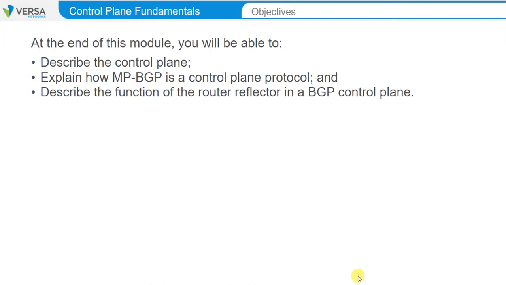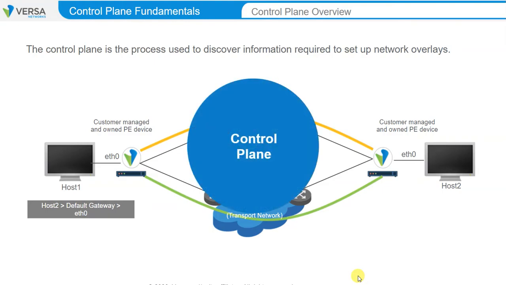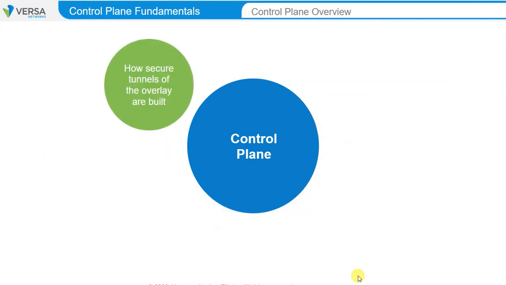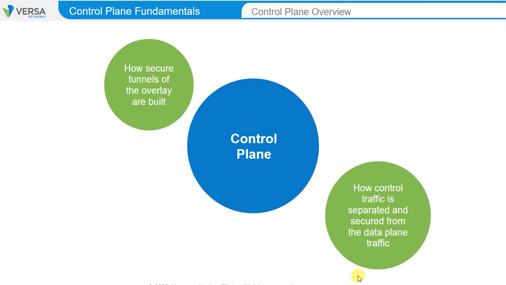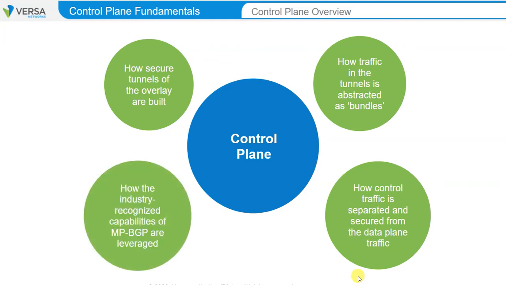The control plane is the process used to distribute reachability information within a network. With an SD-WAN, the control plane is used to discover the information required to set up network overlays. It is used to define how secure tunnels of the overlay are built, how traffic is separated and secured from the data plane, how traffic in the tunnels is abstracted as bundles that expand and extend over any combination of transport fabric choices, and how the industry-recognized capabilities of MP-BGP are leveraged to provide high-performance routing convergence while still retaining the security of IPsec.